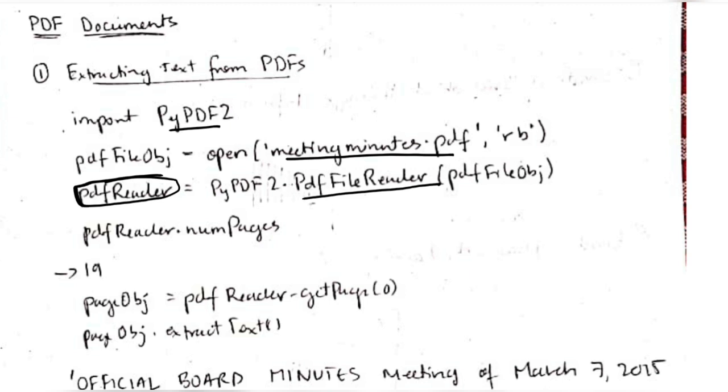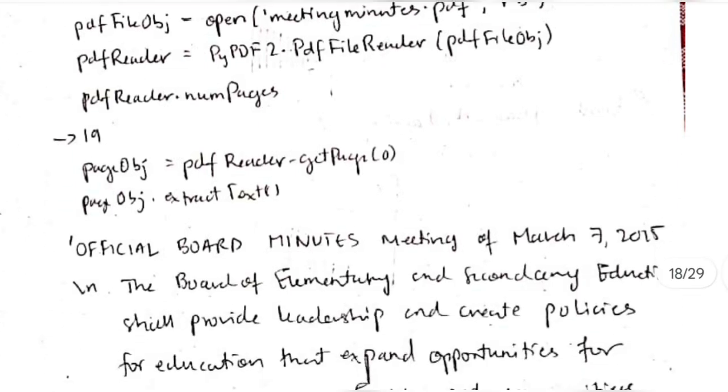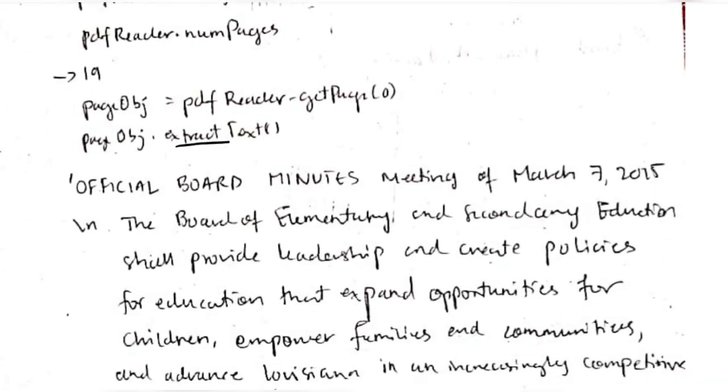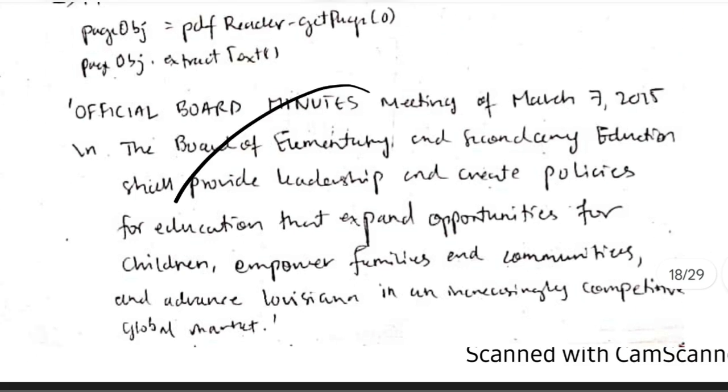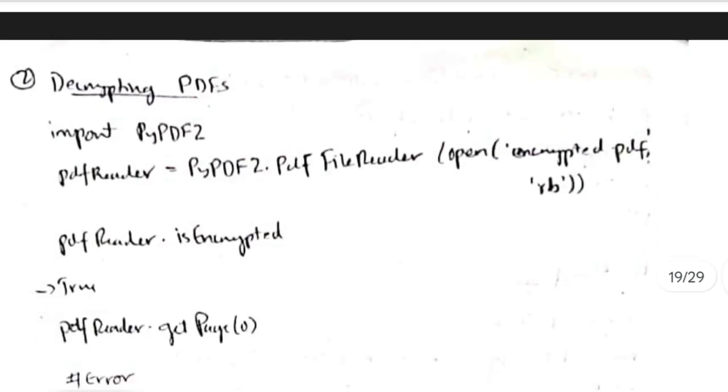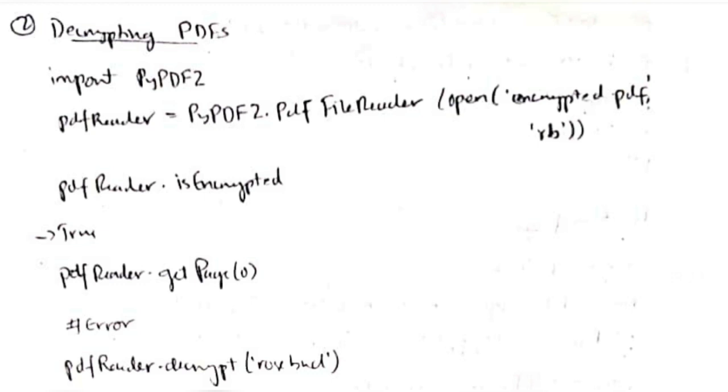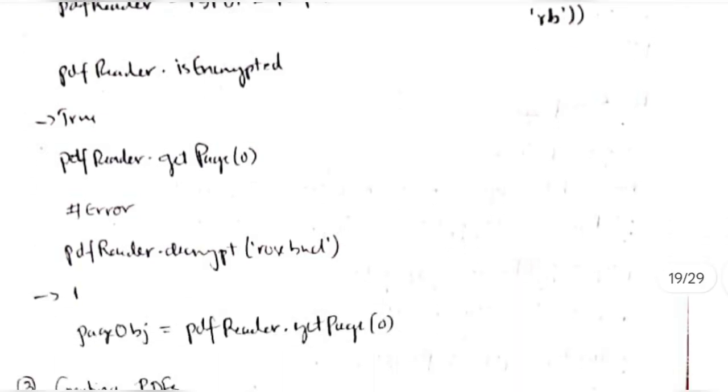Like if you want to display the number of pages here, you will be displaying by using the function numPages, or if you want to get what is the text in it, you will be using extractText. Okay, so that will be displayed here, and in the same way you can decrypt the PDF. If it's encrypted, what you will do is you will type the decryption code and you will be writing the dot decrypt function, and after that you will be able to see the content.